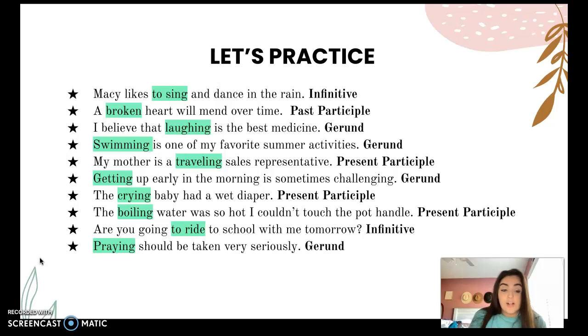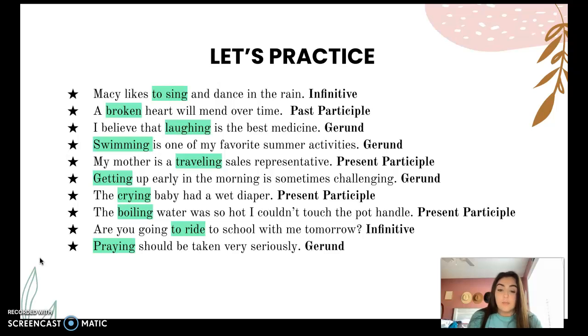So when you hear describing, your mind should go off and say, oh, that's a participle. Participle equals describing. So is it a present participle or a past? Look at the ending of the word. It ends in ing and it's in the present tense. So this is a present participle.